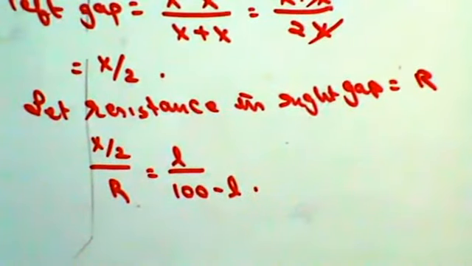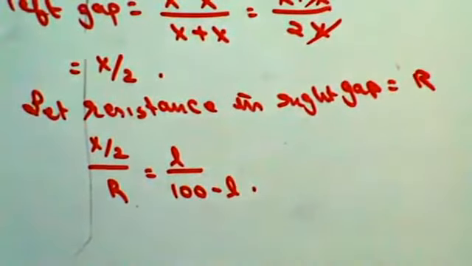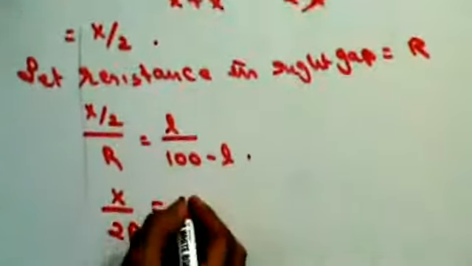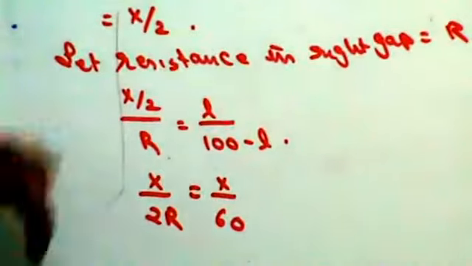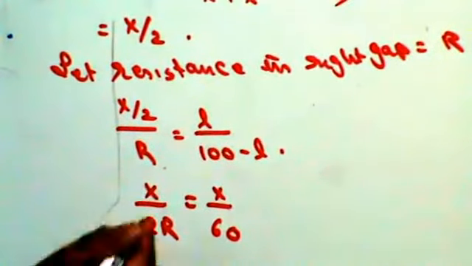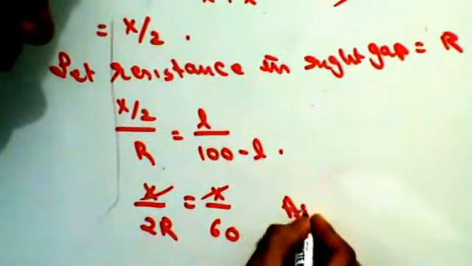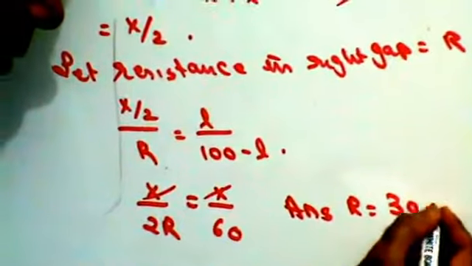Now, we could straight away say that L upon 100 minus L from equation 1 is nothing but x upon 60. That would be a simpler way of doing this. L upon 100 minus L can be written as x upon 60, right? So your x and x will get cancelled, and you will get your value of R. R will be equal to 30 ohm. Answer, R is equal to 30 ohm.